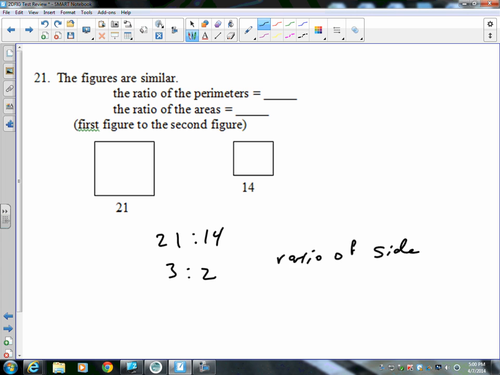And it's going to be the same as the ratio of the perimeters, so also 3:2. To find the ratio of the areas, you square each one. 3 squared is 9. 2 squared is 4.